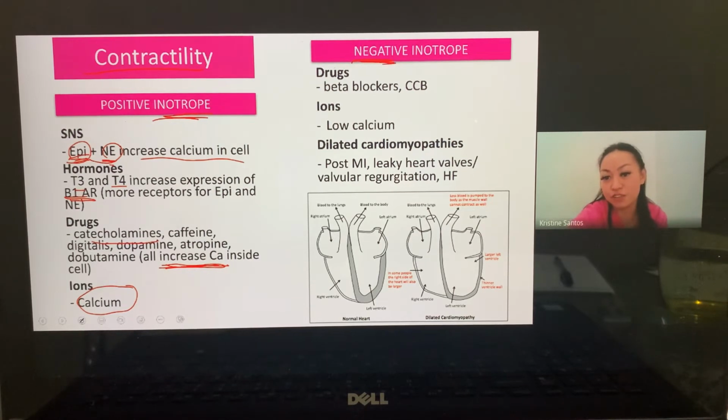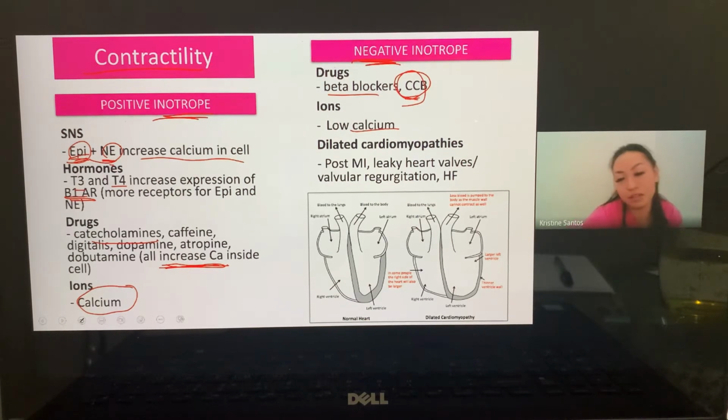The negative inotropes, on the other hand, are agents, chemicals, things that decrease the contractility of the heart. So we have drugs like beta blockers and calcium channel blockers. Calcium channel blockers block calcium, so we're going to decrease calcium inside the cell, and that's going to decrease contractility. Beta blockers act similarly, but to a lesser extent. Ions, obviously, if we don't have much calcium going around, if we have hypocalcemia, then that's going to negatively affect the contractility of the heart.